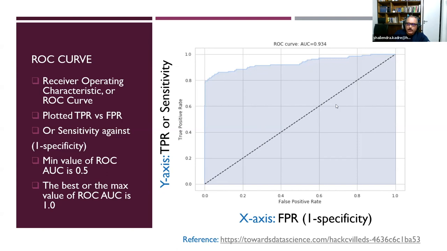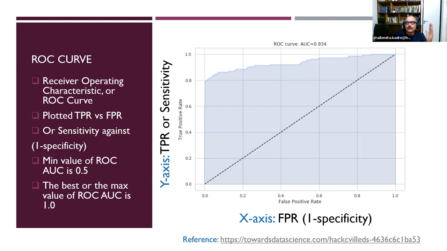You see the dotted line. This dotted line is the worst model. The diagonal dotted line is nothing but your worst model. Worst model means the area under the curve is 0.5. If your area under the curve, AUC, is 0.5, it means you have not made any model. It is the worst model. And the more you go above the upper half of this dotted line, the more you cover that upper right-angle triangle, the closer it will go to 1.